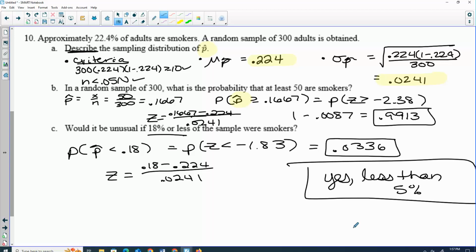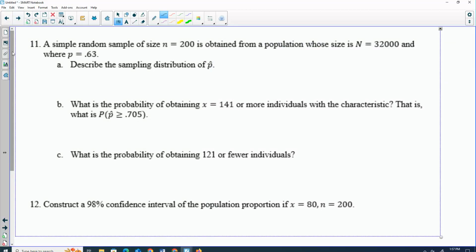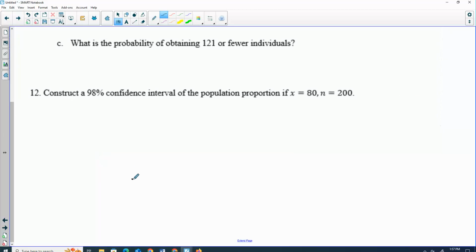Are we okay with p hat? So that's question 11 is just like that. So I'll skip that for now, come back to it if we have time. Let's talk about problem 12.